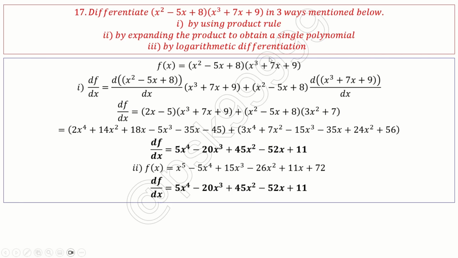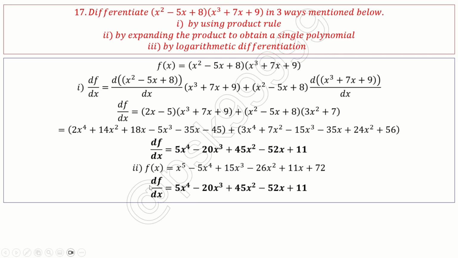So f of x is the product of these two terms. So differentiation of the first one is nothing but 2x minus 5, into x cube plus 7x plus 9, plus x square minus 5x plus 8 into differentiation of the second term, which is 3x square plus 7. So this is your df by dx. Now you can multiply them and simplify it. What you will get is 5x to the power of 4 minus 20x cube plus 45x square minus 52x plus 11. This is your df by dx.